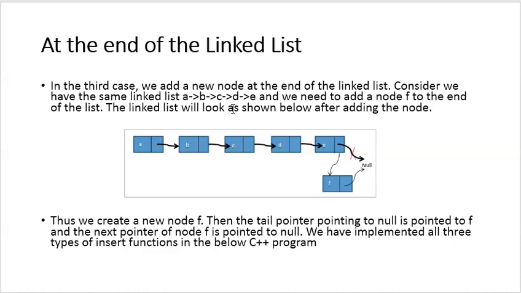So in the third case, we add a new node at the end of the linked list. Consider we have a linked list which consists of the nodes A, B, C, D, E, and we need to add a node F to the end of the list. The linked list will look as shown below after adding the node. Thus we create a new node F, then the tail pointer pointing to null is pointing to F, and the next pointer of node F is pointing to null, because as we already know the last node pointer is pointing to null. So our last inserted node pointer should be pointing to null.